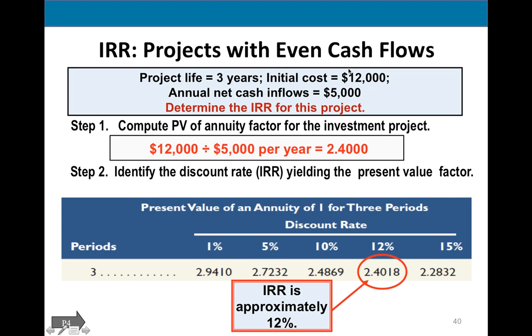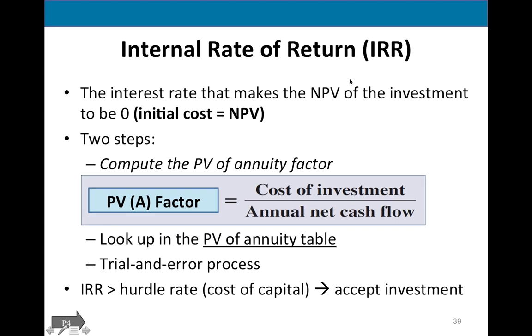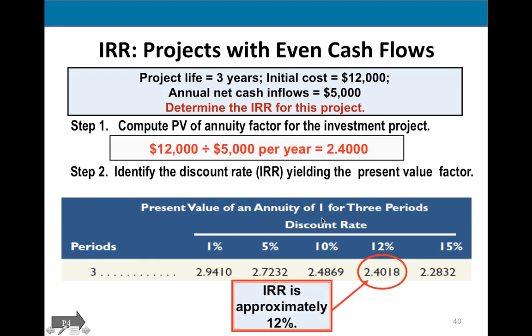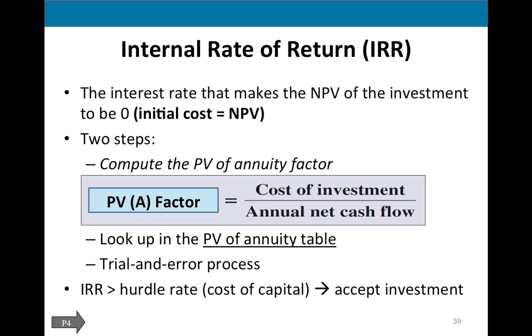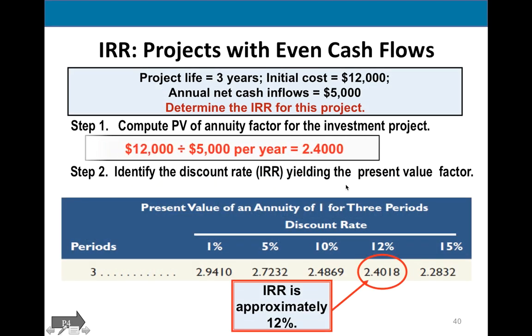Project life is 3 years. Initial cost of investment is $12,000. My annual net cash flow is $5,000 every year. Determine the IRR. Step one, compute the present value of annuity factor. Take your initial investment, this is the formula right here, cost of investment divided by annual net cash flow. By the way, that is pretty much the formula that we used for the ARR too, accounting rate of return. So $12,000 divided by $5,000 per year gives me 2.4. That's the present value of annuity factor.